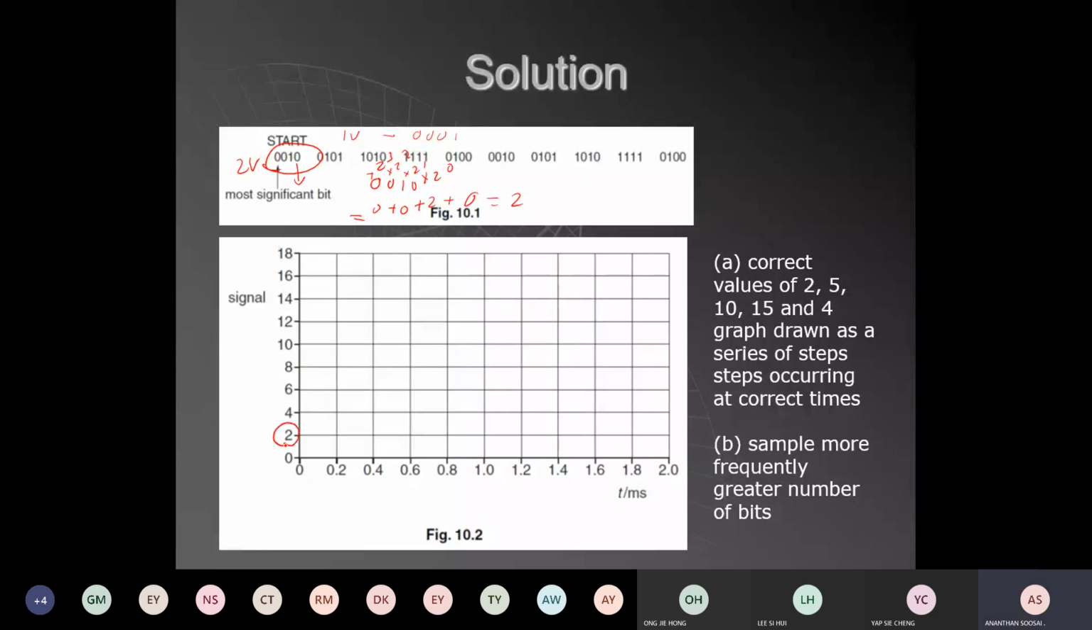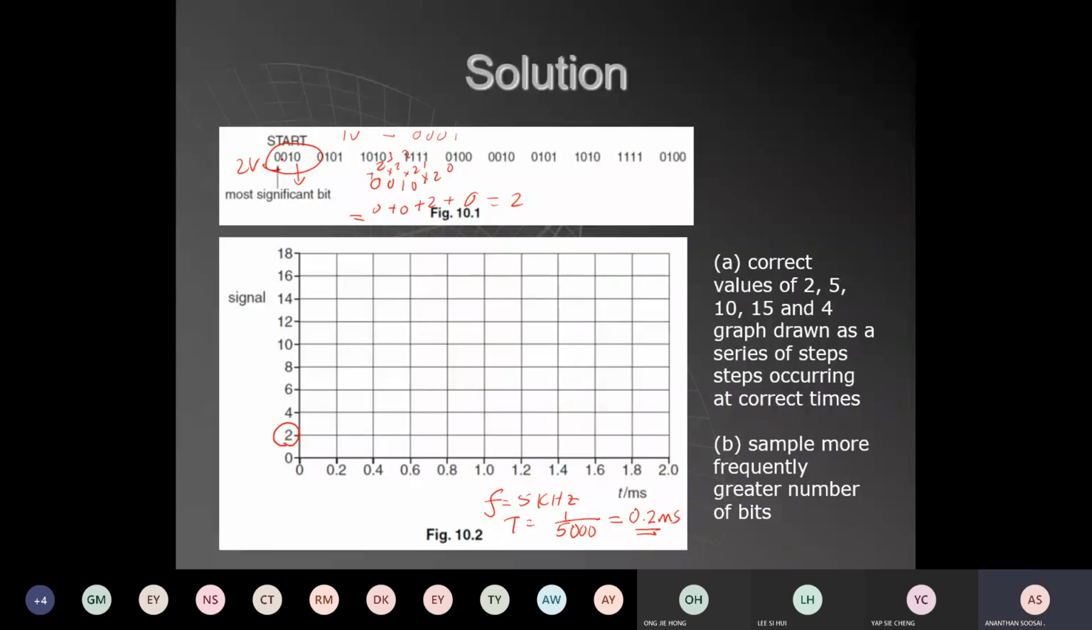So you take the 2 volt, and at 2 volt you have to draw a flat line. But what is your sampling frequency? Sampling frequency was 5 kilohertz. So a frequency of 5 kilohertz means what is your period? Find the period. Period is 1 over 5000 hertz. I think you get 0.2 milliseconds, if I'm not mistaken.